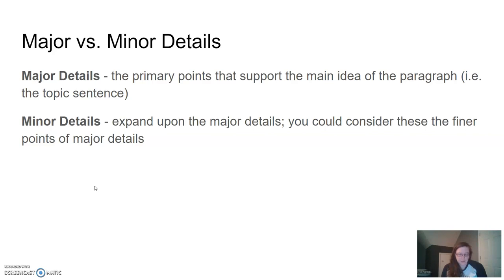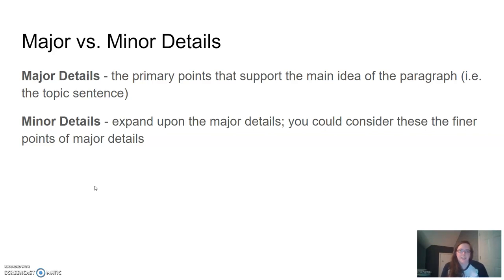I find that most of my students who write paragraphs that are too short or are underdeveloped are hitting those topic sentence and major details, but are not providing any kind of minor details to support the major details. Details, details, details are so important. So essentially, major details are the primary points that support the main idea or the topic sentence of the paragraph, and the minor details expand upon the major details.